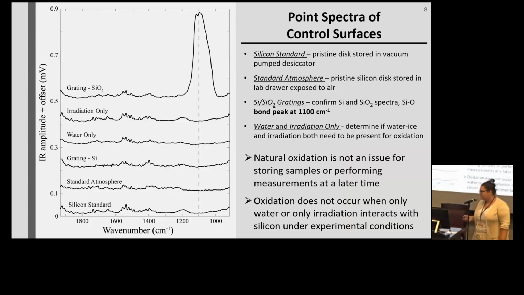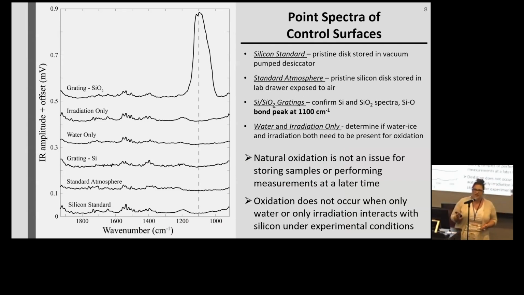So to start off, I'm going to be showing you some of the standards and the controls that we did. First off, we have our silicon standard at the bottom, and that was a silicon disc that we took from the same original wafer as all of the other experiments, that was stored in a desiccator under vacuum. We also have one that was stored at atmosphere, just a drawer in the lab, to see if it naturally oxidized over time. We had the irradiation only and water only experiments that I told you about before.